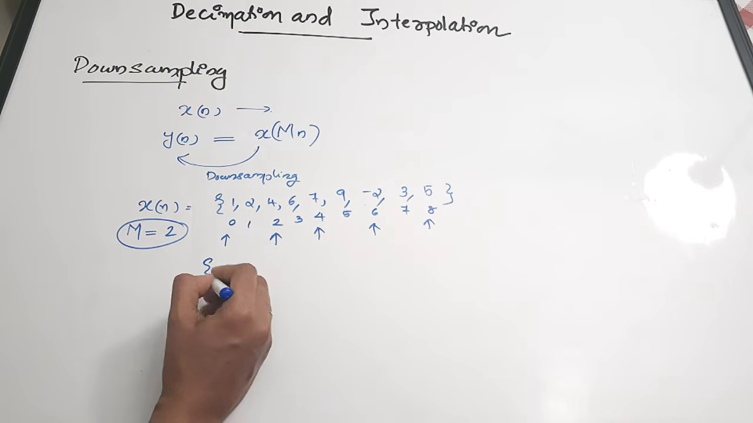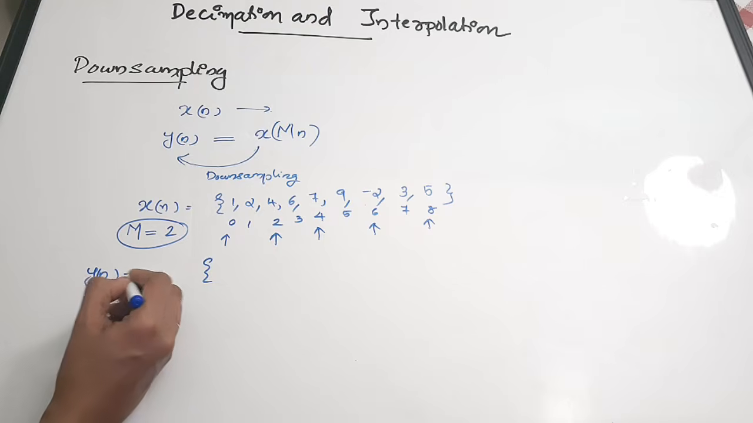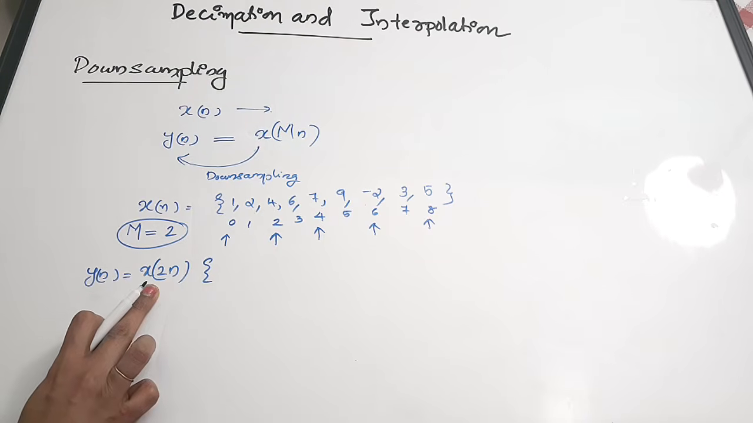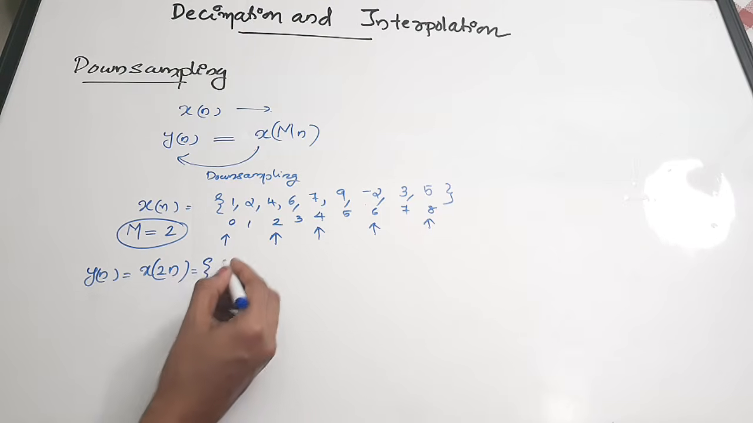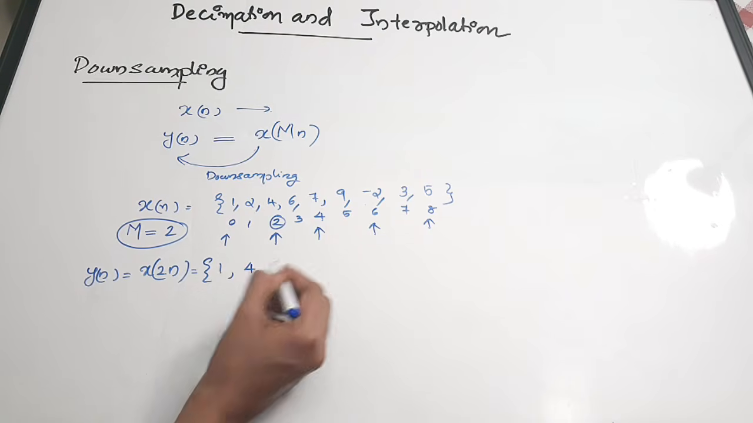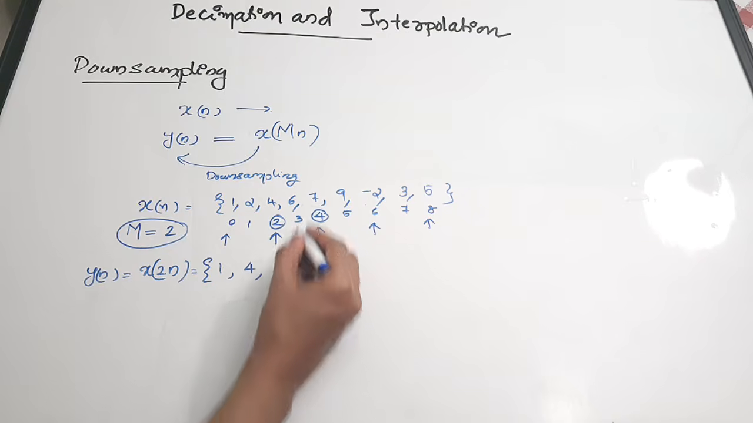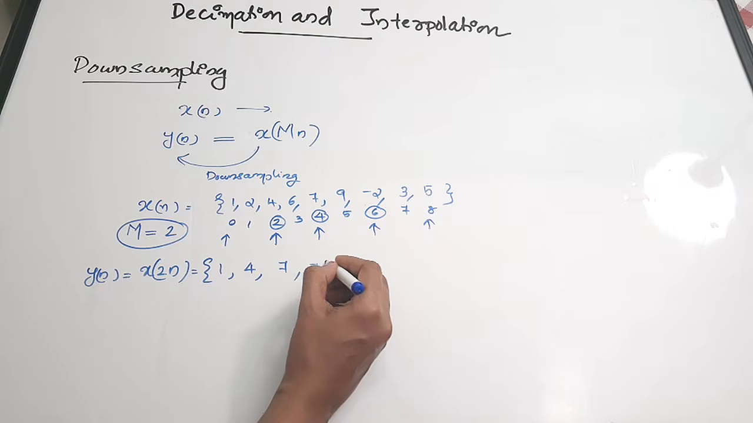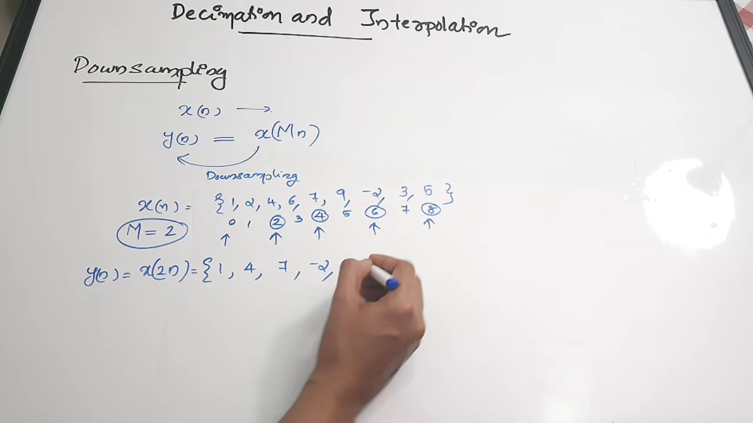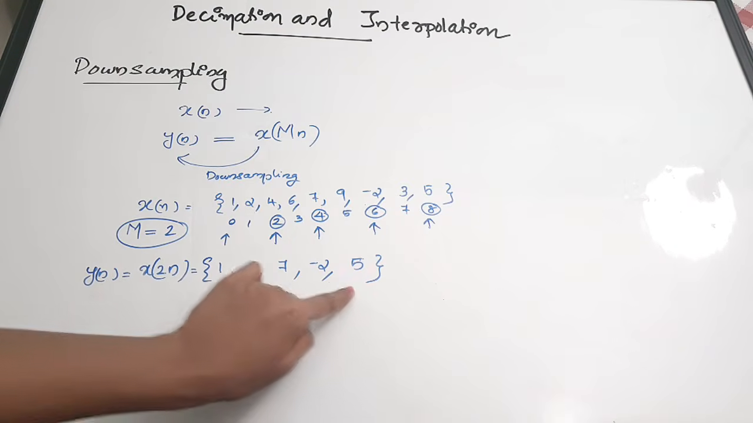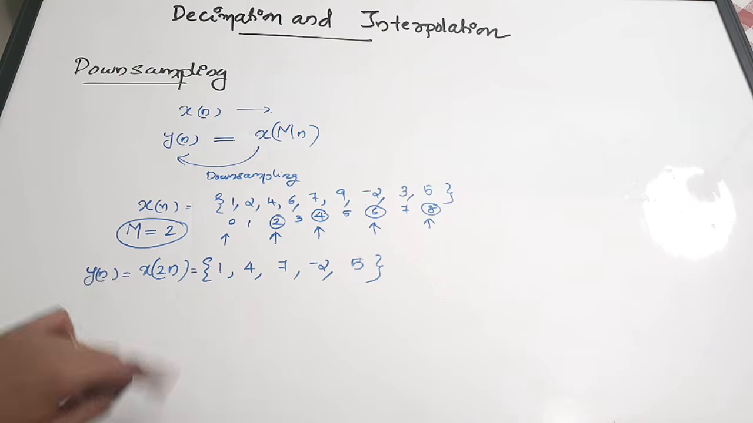Here y of n is equal to x of 2n, since the M value is 2. That will be equal to: for the 0th position the data is 1, for position 2 the data is 4, for position 4 the data is 7, for position 6 the data is minus 2, and lastly for position 8 the data is 5. So this will be your downsampled signal, or your output.